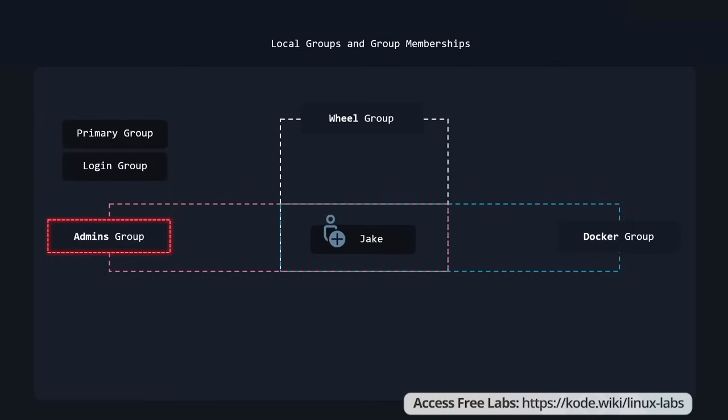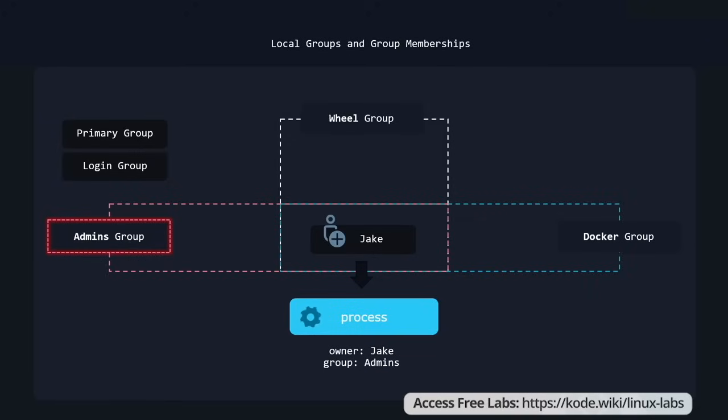Here are two practical examples. When a user launches a program, it is said that it runs under that user account and group. Otherwise said, the program runs with the same privileges that the user account and its primary group have. And here's another, perhaps more visible example. When a user creates a file, this file will automatically be owned by the user account and their primary or login group.